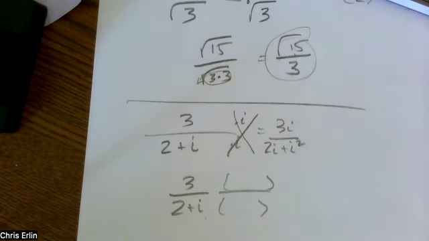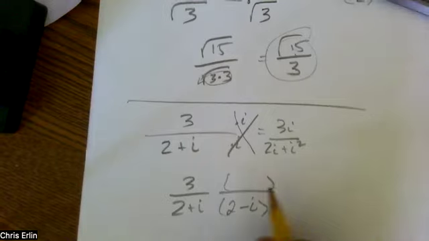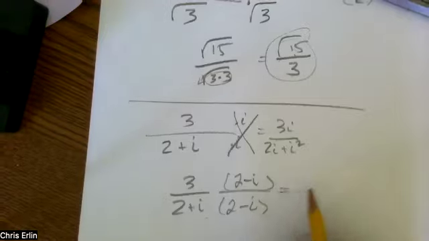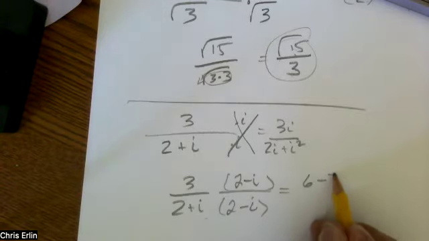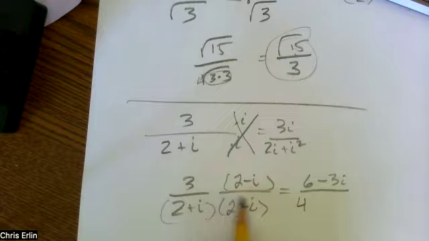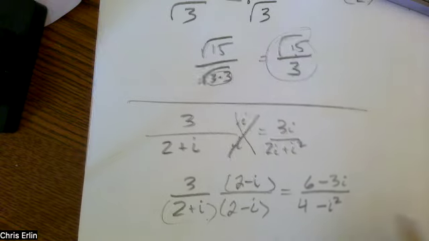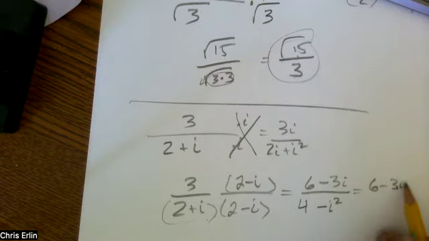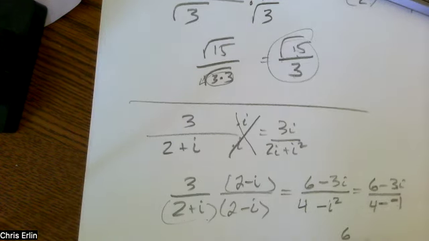What's the conjugate of 2 plus i? 2 minus i. And now on top, I'll distribute. On the bottom, this is the difference of squares. 2 times 2 is 4. -2i and a positive 2i, the middle term cancels out. Minus i squared. So that's 6 minus 3i over 4 minus a -1. That adds then. So it's 6/5 minus 3/5 i.